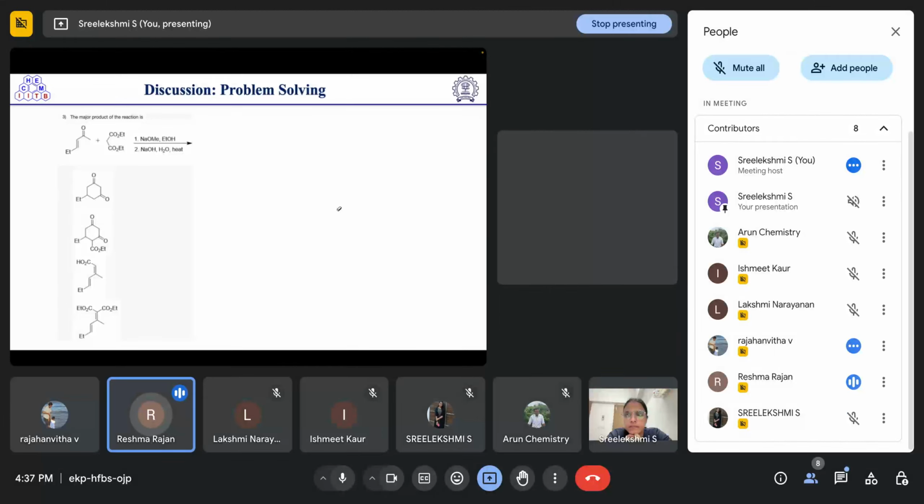In this, how can you know which is the most acidic? Here, like active methylene, have you heard about active methylene compounds? Active methylene compounds means this type of compounds, because as we can see, it is highly acidic because of two electron withdrawing groups on both sides.